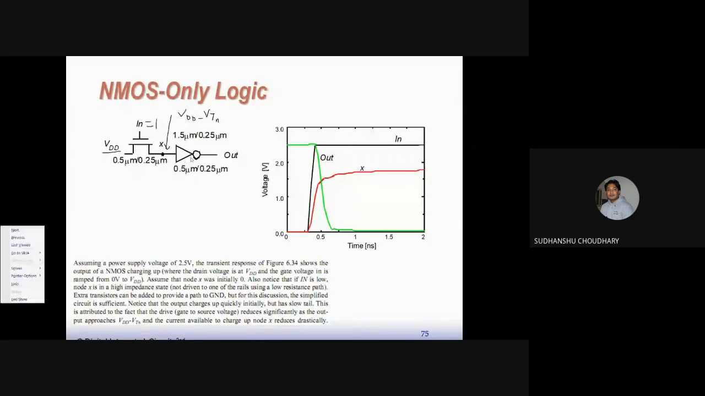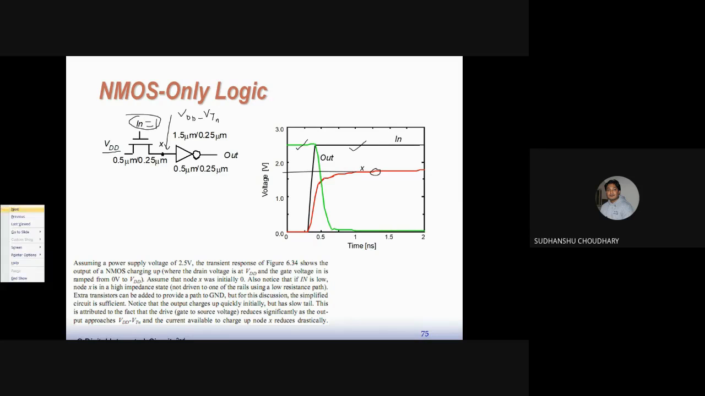And if this VDD minus VTN voltage lies within the noise margins of my CMOS inverter, I'll get some good output. For example, when you simulate this and we assume that this CMOS inverter has high noise margin, we see here that this is my output and this is my input. Here is my X, the potential at node X, which is equal to VDD minus VTN. This is not full VDD, so that is actually a problem.